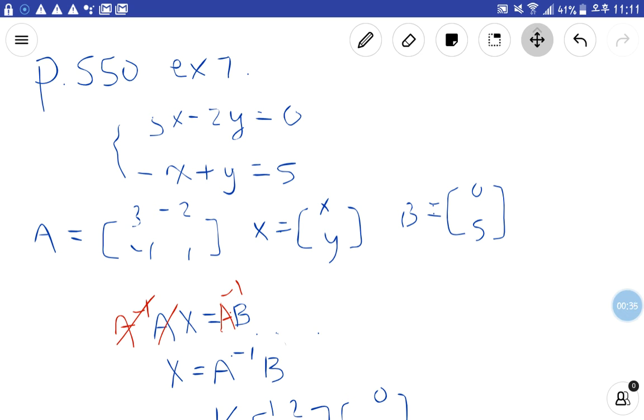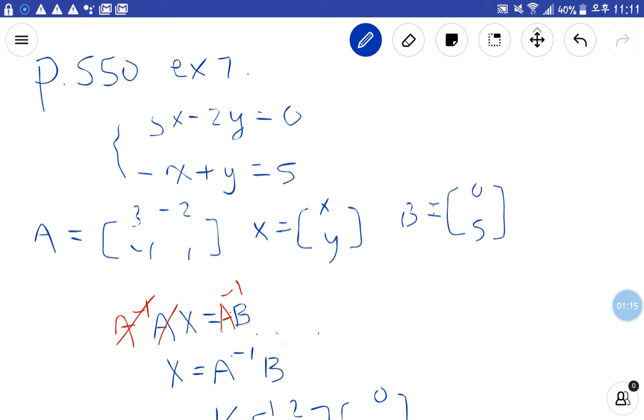All right, so example 7. 3x minus 2y equals 0, negative x plus y equals 5. In this question we're going to use an inverse matrix to find our solution. We're going to let A be the coefficient matrix of this system. Now your X would be your variable matrix x, y, and then matrix B would be the right side of the equation, 0, 5. Now, if you rewrite this system using matrices, it will look like AX equals B.